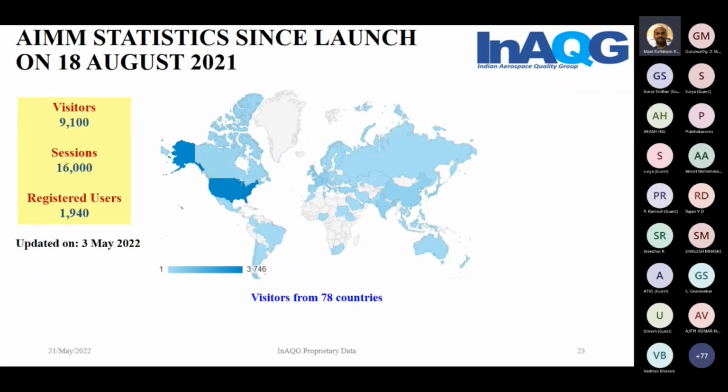Currently, the AMM is being used by 1,940 users. India to a moderate level, yes, we are there. It's not that we have not even touched it, but we need a lot of improvement when you compare with the US. Even Europe also requires a lot of improvements. Around 16,000 webinar recordings have been viewed and completed. There are around 9,000 visitors who have accessed it till May 3rd, 2022, before the IAQG Brussels meeting. And there are visitors from 78 countries using this.